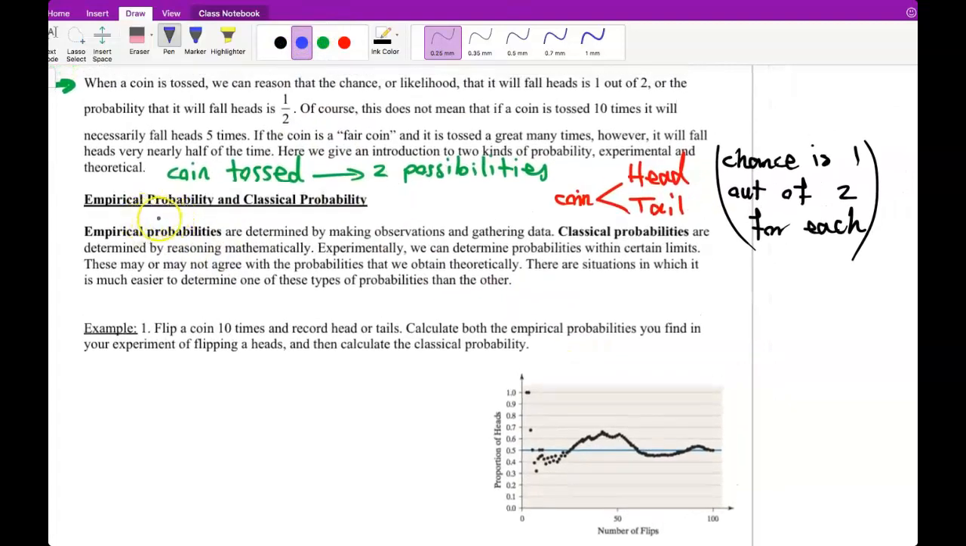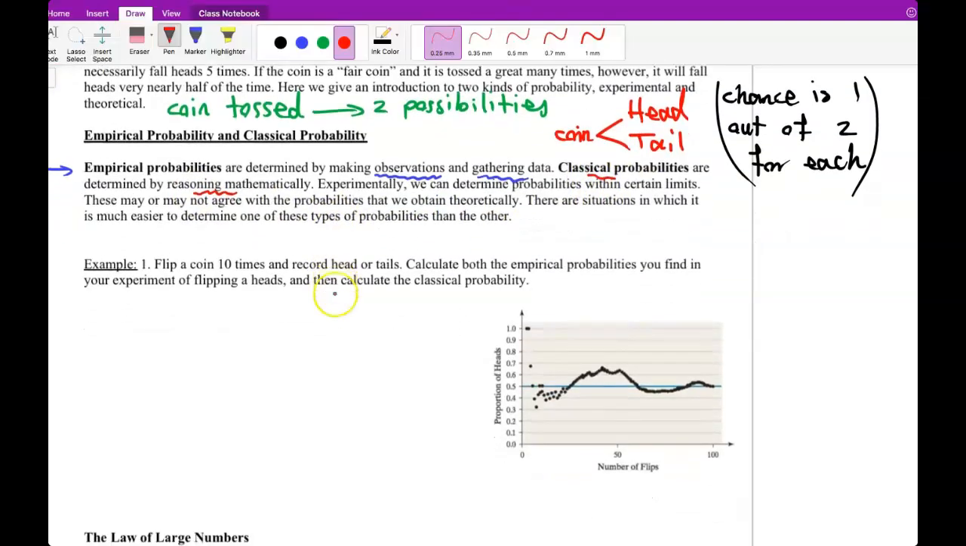The next part is empirical probability and classical probability. Here we have a definition for these two. The first one, empirical probabilities are determined by making observations. So here on this part we have observations and also we gather data. But on the other hand, classical probabilities are determined by reasoning. So reasoning mathematically. So we have these two here.